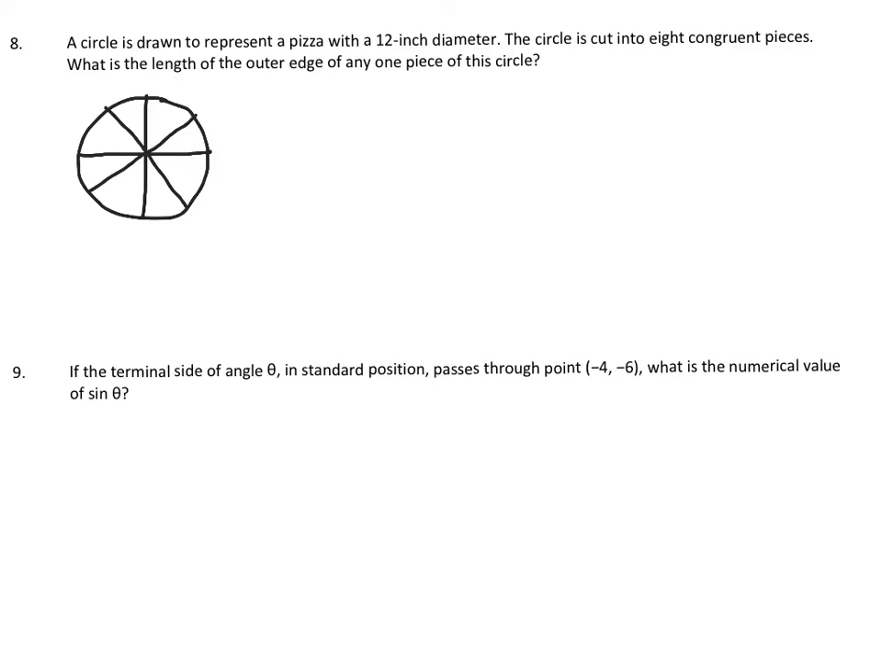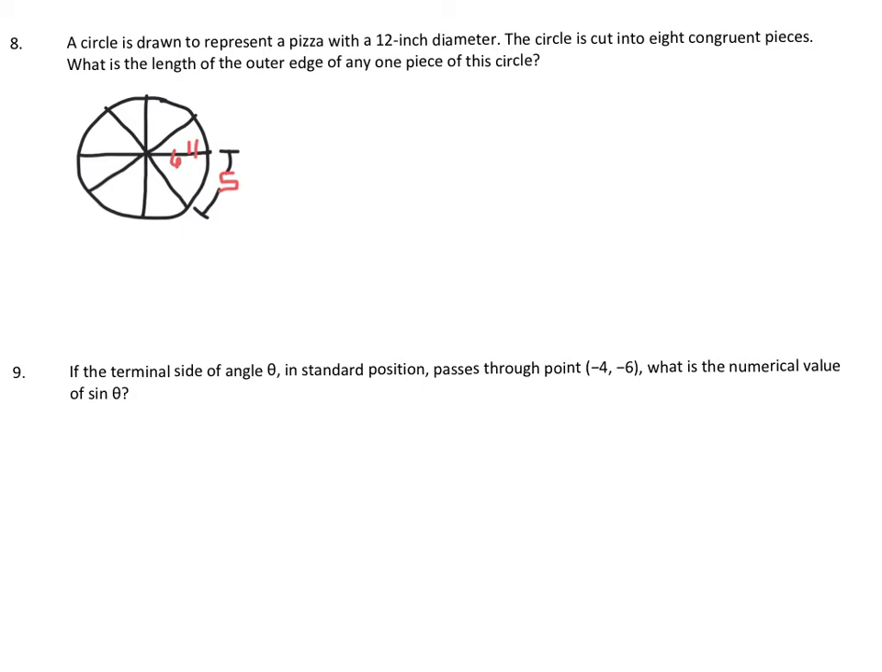All right, what is the length of the outer edge of any one piece of this circle? We're looking for the outer edge, like the crust of one piece, from there to there. Now, we're going to use our formula S equals R theta. So this is the S. Now, the R, the radius, if the diameter is 12. The diameter is the length from one edge of the circle all the way across to the other edge. So if the diameter is 12, wouldn't the radius just be half of that, which is 6? So our radius is going to be 6 inches.